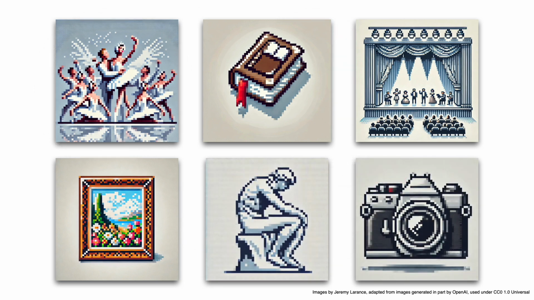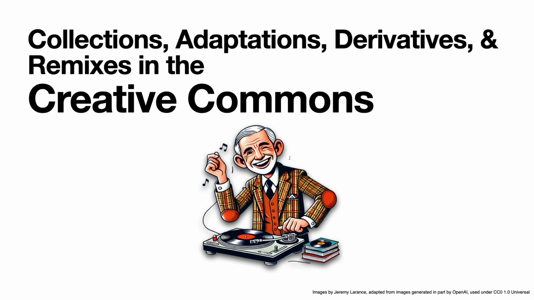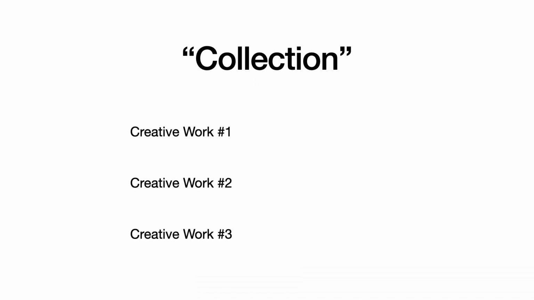Essentially, anything that can be copyrighted can be subjected to rules related to collections, adaptations, derivative works, and remixes. And we will address each of these terms individually, especially as the title suggests in relation to the Creative Commons. First, when we use the term collection, we are referring to a work that combines multiple distinct and independent works into a single cohesive whole. These individual works within the collection maintain their separate identities and are not altered or transformed in significant ways, often not at all.